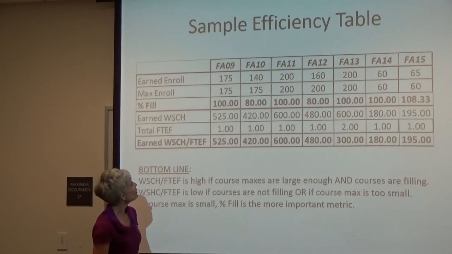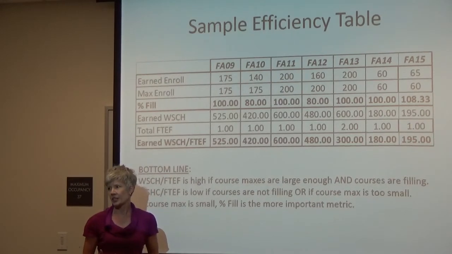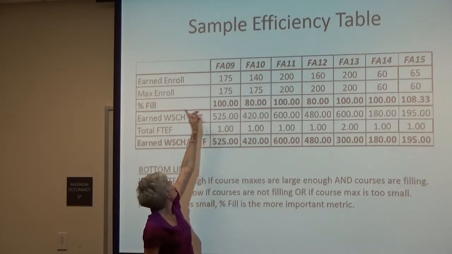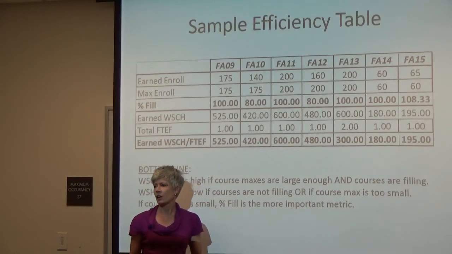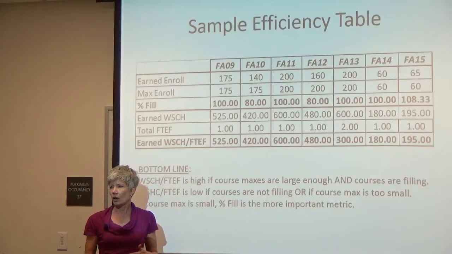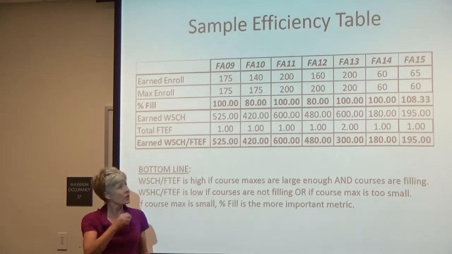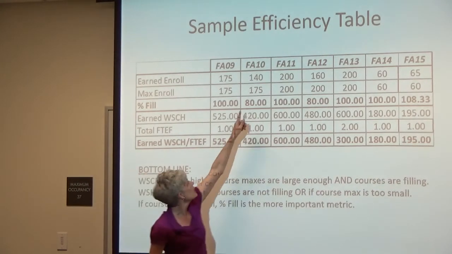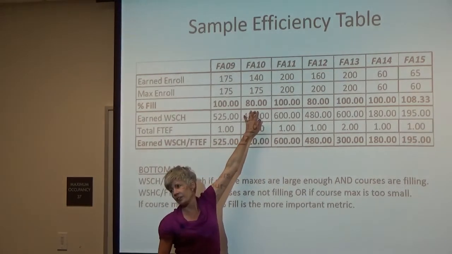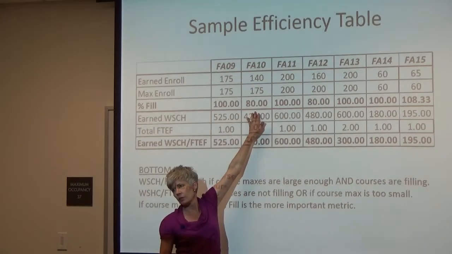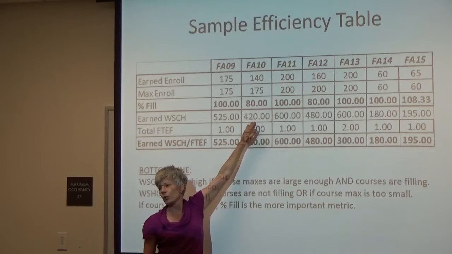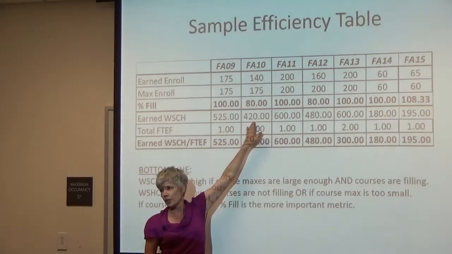All right, so let's see if we do some different things, what happens to these numbers. Now, we have the same course offerings, so we have 175 as our max enrollment. We've offered these courses, but not all of them get filled, right? So we have only 140 students enrolled in our courses, and so that gives us a fill of 80%, because we have some empty seats, right? That decreases our earned wish, because we don't get to count the empty chairs.